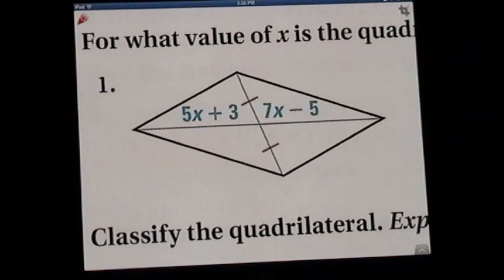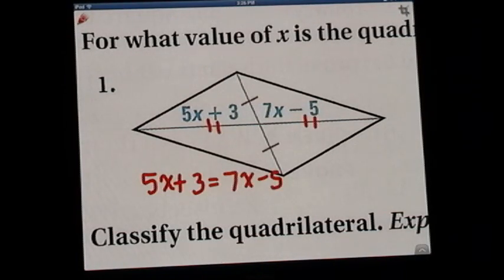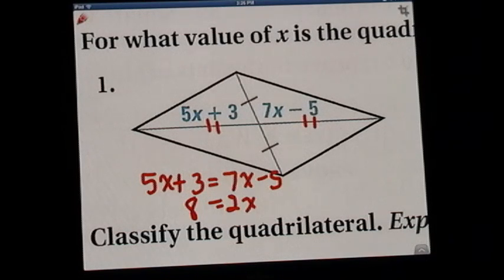Well, using your parallelogram rules again, we know that the diagonals are bisected in a parallelogram. So we have to find out for what value of x that would be true. So we would say 5x plus 3 is equal to 7x minus 5. Okay, moving your x's to one side, we get 2x on one side and 8 on the other. So x is equal to, you should know what it is at this point. I'll give you the answers at the end.